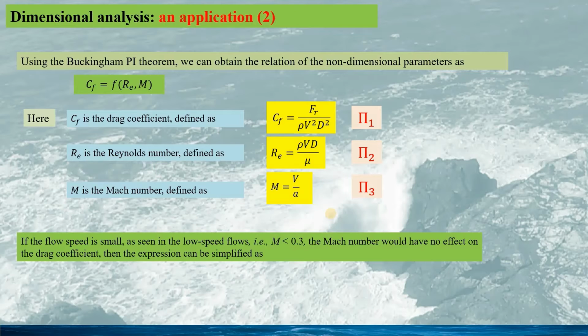However, if the problems are for low-speed flows, for instance, the Mach number is less than 0.3, which is about 100 meters per second in the air, the Mach number would have no significant effect on the drag coefficient. Thus, it can be ignored, and then the drag coefficient can be expressed simply as the function as this. It is only dependent on Reynolds number.